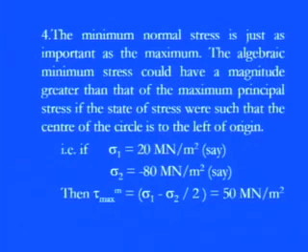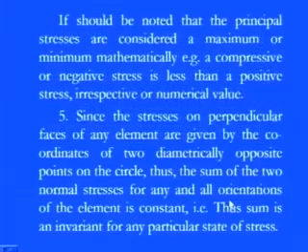So here, if we say that sigma 1 is 20 MN/m squared, and sigma 2, which is compressive in nature, the other principal stress, is minus 80 MN/m squared. If these two values are there, let us assume, then tau maximum, the maximum shear stress, has a value of 50 just by putting the minus sign, so 50 MN/m squared.